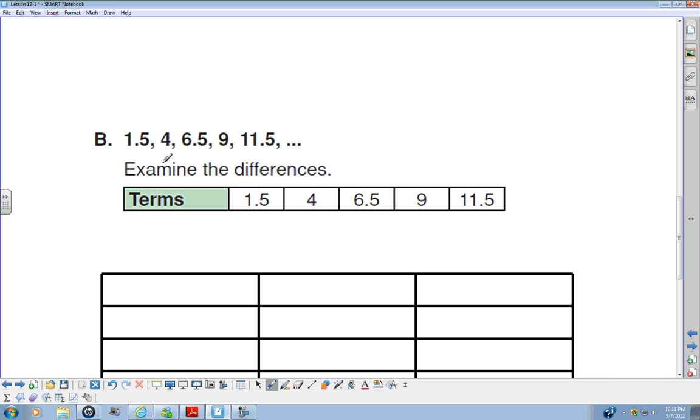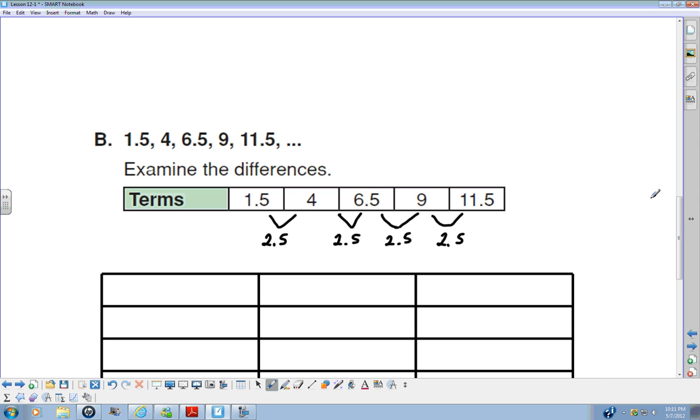Here we're going to look at our differences first of all. So we're going to subtract. 4 minus 1.5 is 2.5. 6.5 minus 4 is 2.5. 9 minus 6.5 is 2.5. And that follows here with 11.5 minus 9 is 2.5.